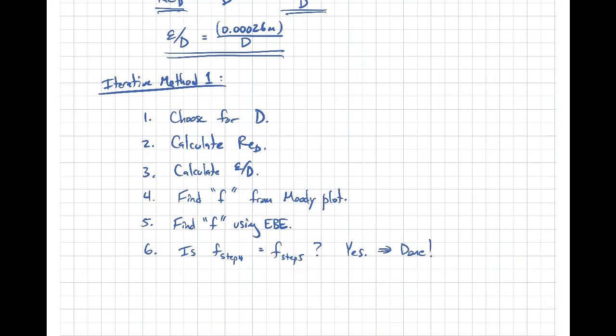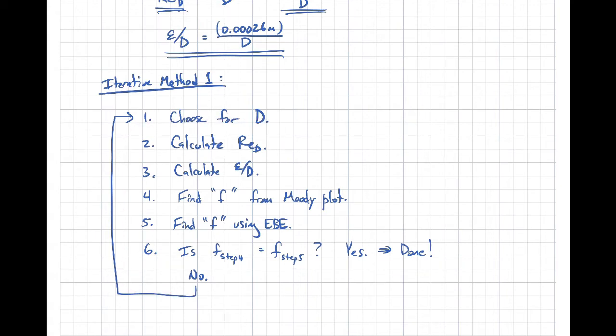But if they're not the same, then I need to do another guess for my diameter. So basically, I'll just come right back up to step 1 and choose another diameter. Now the problem with this iterative scheme is it doesn't really give you much guidance on what your new value for the diameter should be. So all I know is that my friction factors aren't the same, but I don't know whether I need to choose a bigger or a smaller diameter when I go back up here.